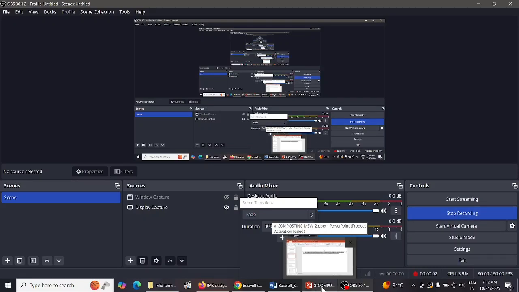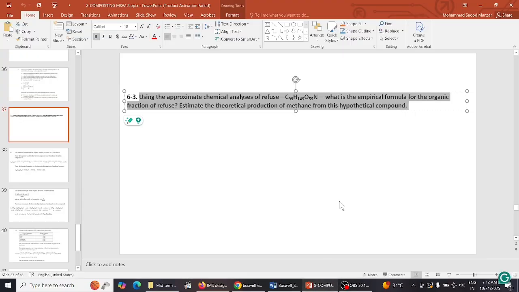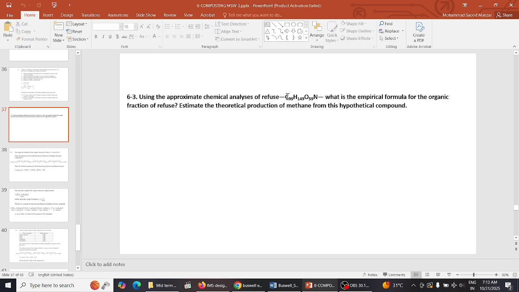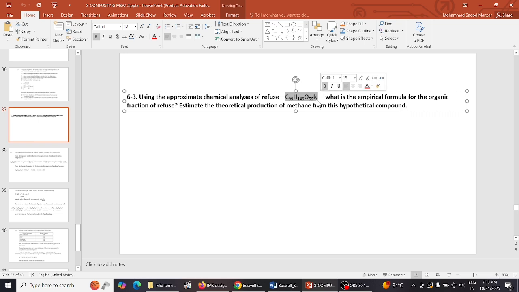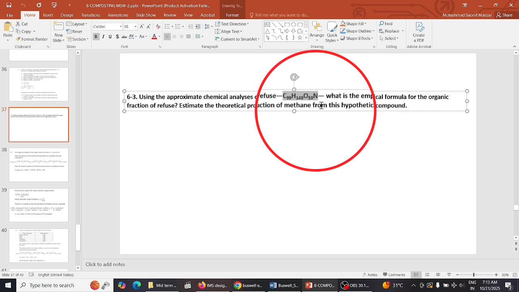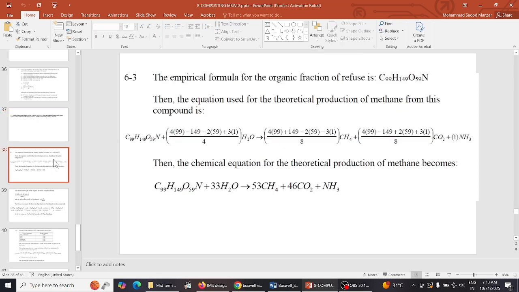Hello viewers, in today's video we are going to talk about a simple problem, calculating the theoretical production of methane from a hypothetical compound. You can see in front of us we have the refuse, whose empirical formula is C99H149O59N. Here we will use the concept of the Buswell equation.